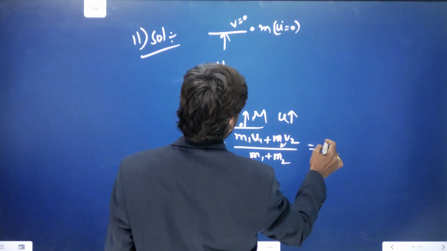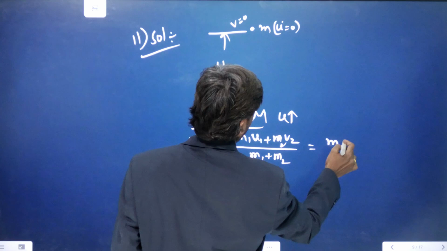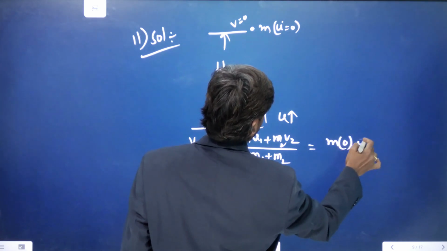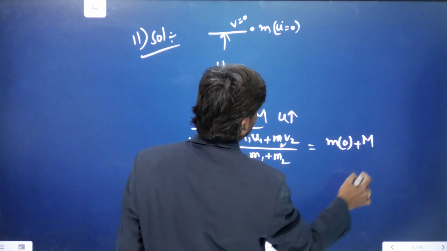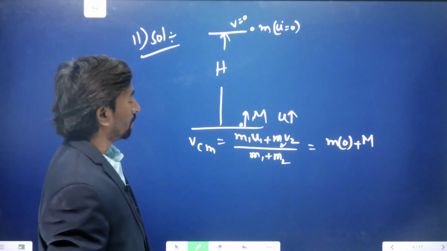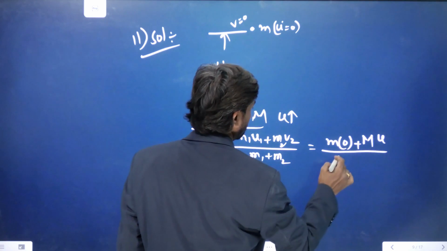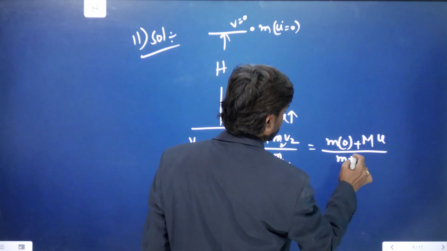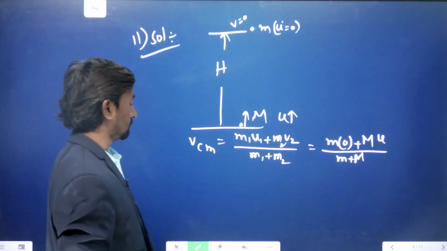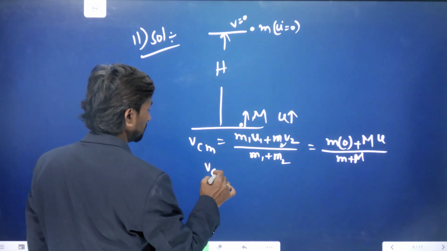So the smaller one is dropped, which means its velocity will become 0 there, so m into 0 plus here m2 is capital M, and it is thrown with velocity u, divided by small m plus capital M. This is the velocity of the center of mass.